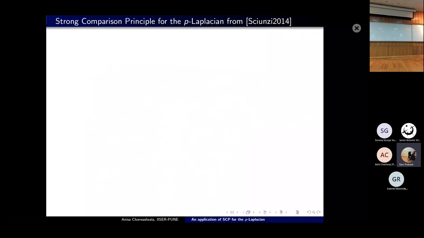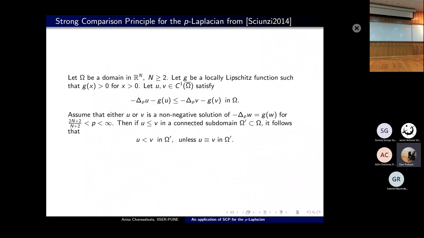In the non-linear case, there is this result by Serrin and Zou, which says that suppose your g is a locally Lipschitz function, which is positive for positive x, and you have u and v, C1(Ω̄) functions, satisfying this inequality inside Ω. Assume that either u or v is a non-negative solution of this differential equation corresponding to g. And your p is between 2n+2 upon n+2. So for us, n is equal to 2, so when we apply their result, p just becomes bigger than 3/2.